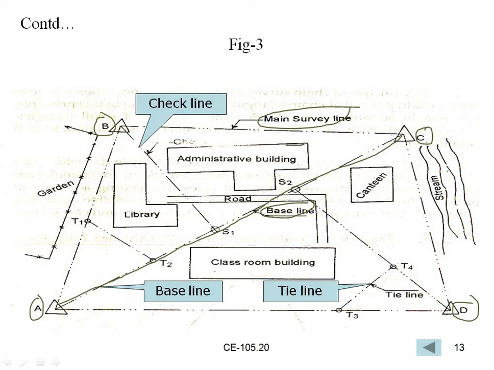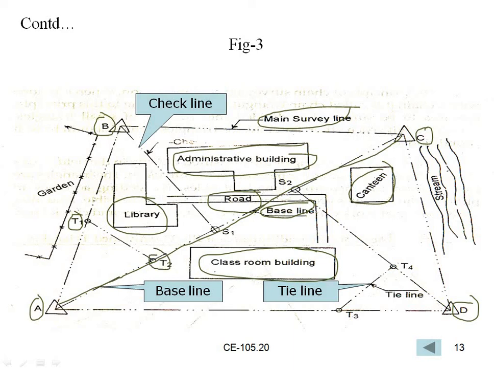This is the administrative building, here a canteen, this is the classroom building, and this is the library. So these are all the structures, and this is a roadway we can see here. So we can divide the area from the main survey line with the help of the baseline, the check lines and tie lines. Here the T1 and T2 are called tie lines.